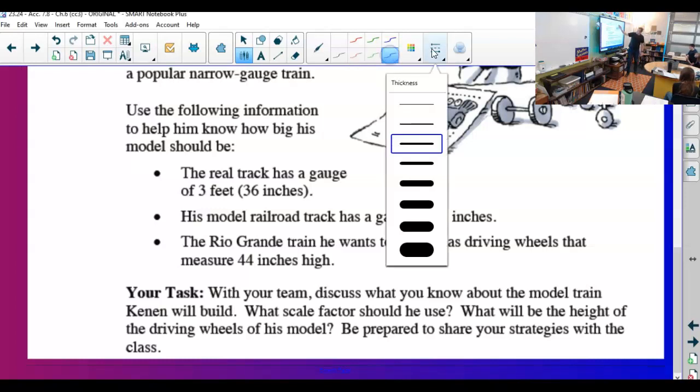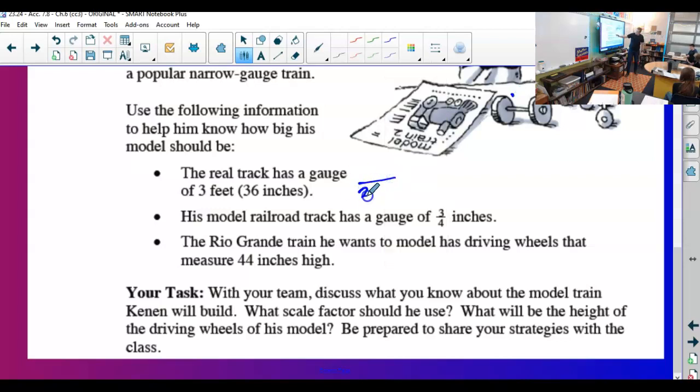All right, so if I just start writing something down, the real track is 36 inches. Model train track has a gauge of 3/4. Okay, so if I do new compared to original, so if my model's the new and the original is the real, I think I'm really dealing with 3/4 compared to 36, but that's not a very nice scale.